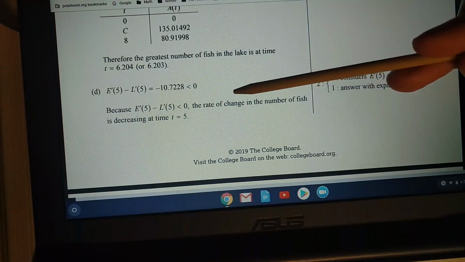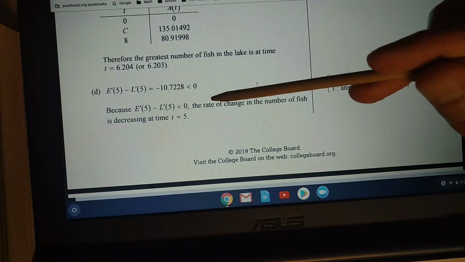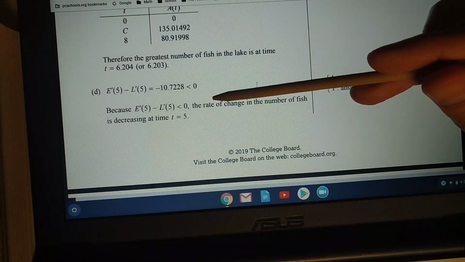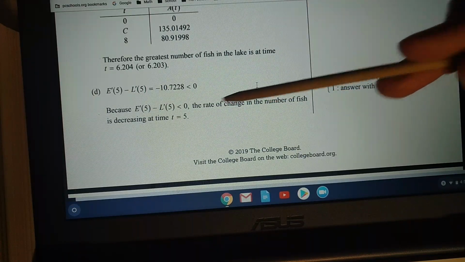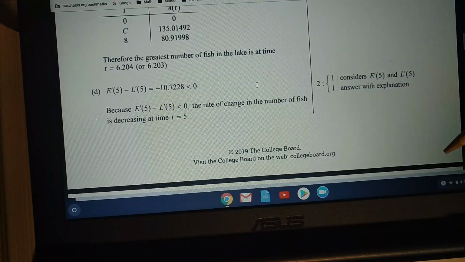So it's a change in the rate of the rate. So it is important that you do have that distinction. It's not that the number of fish is decreasing. It's the rate of change in the number of fish is decreasing.